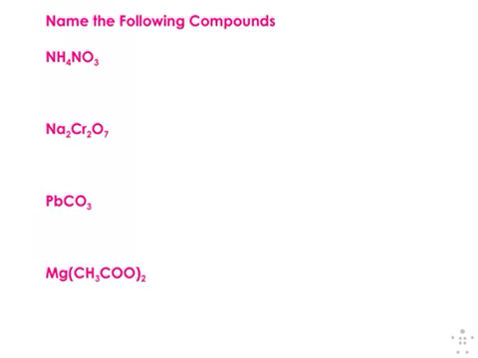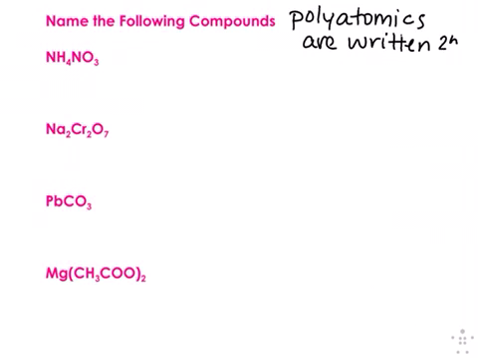So, to practice naming the following compounds, you will need to look up and see if there are any polyatomics. A general rule of thumb to help you with this: generally, your polyatomics are written second. The exception, NH4+, is the one polyatomic that gets written first.